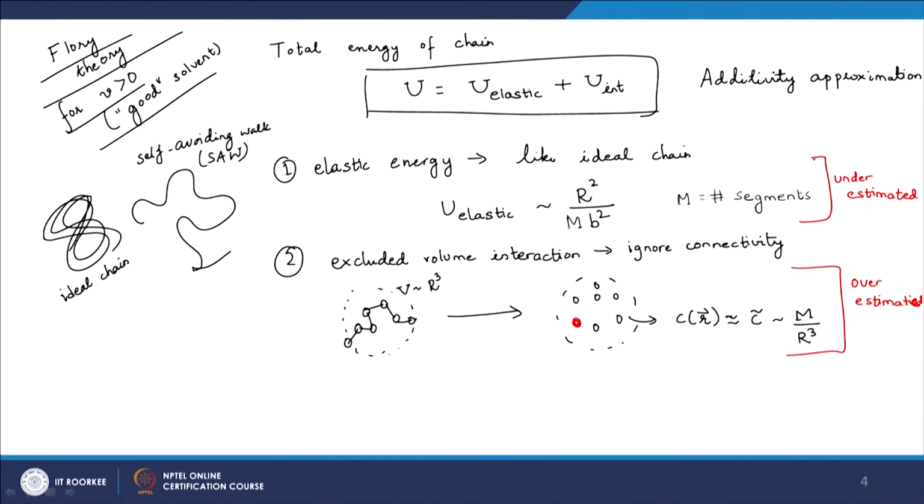Okay. Now, as I have already alluded to earlier, Flory was very lucky in the sense that the errors that result from the underestimation of elastic energy and overestimation of excluded volume, they both cancel out perfectly for, I would say, very mystical reasons, and he was able to get the correct scaling law.